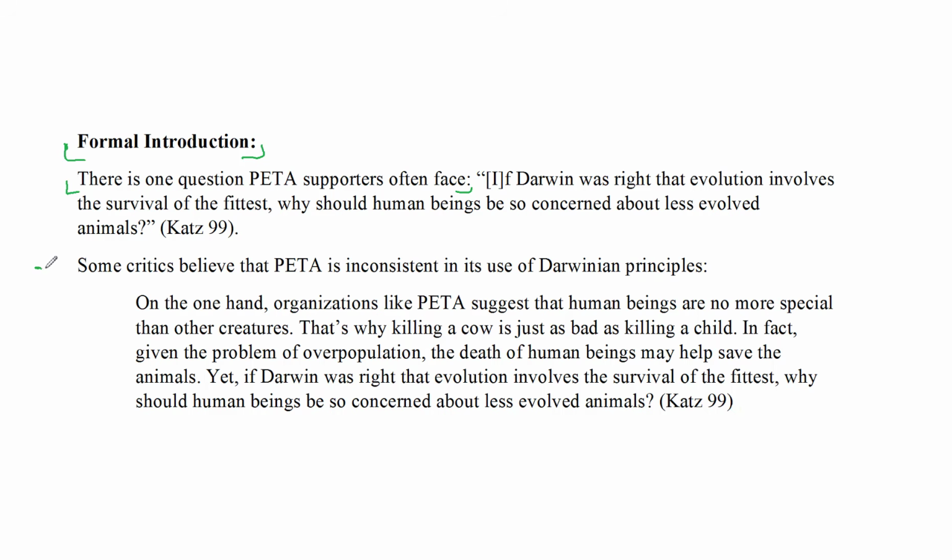Similarly, in the second example, some critics believe that PETA is inconsistent in its use of Darwinian principles. You can see we have this fairly elaborate, complete sentence. The sentence tries to summarize something about what the quotation is saying, and it introduces the quotation that way. So the key to our signal phrase is that we have a complete sentence. We don't just have a short tag that has a verb of expression in it, but we have a nice complete sentence, and then we have a colon, which carries a bit more weight than a comma, and then we're going to get our quotation.